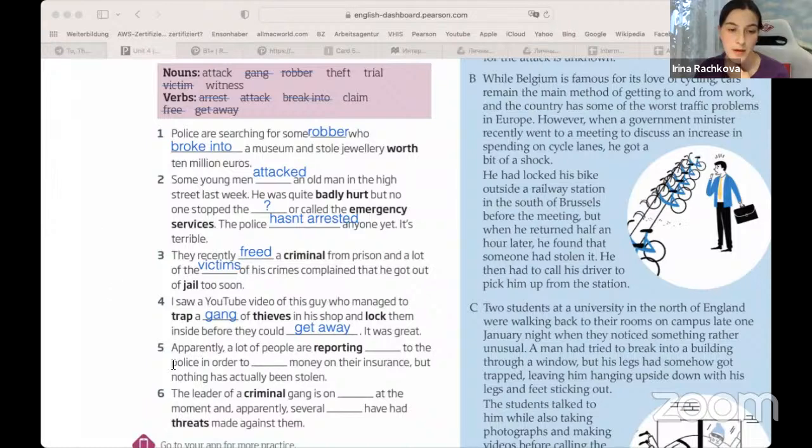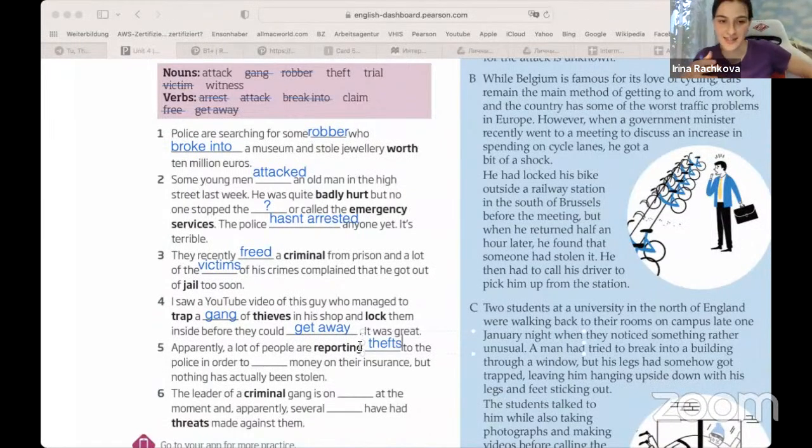Apparently, a lot of people are reporting thefts to the police in order to claim money on their insurance, but nothing has actually been stolen. What noun do you use to say that something has been stolen? What noun do you use? Thefts. Yes, theft, thefts.